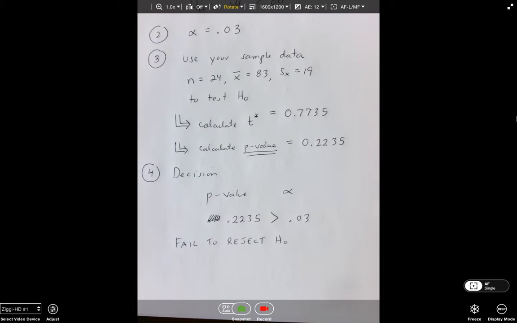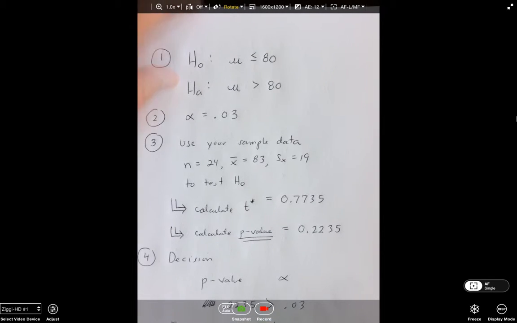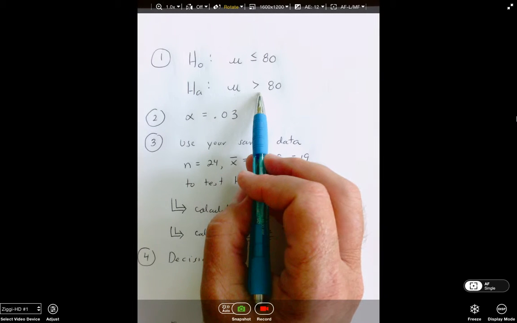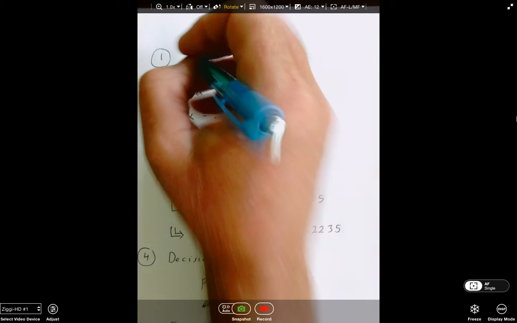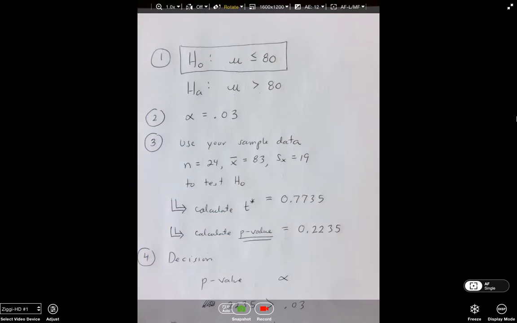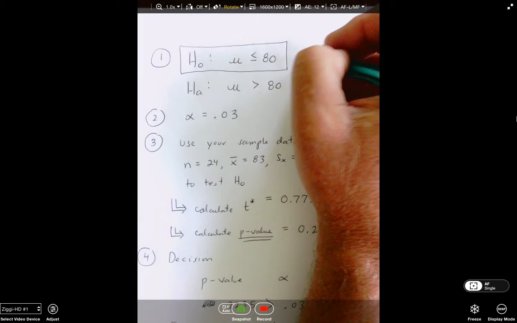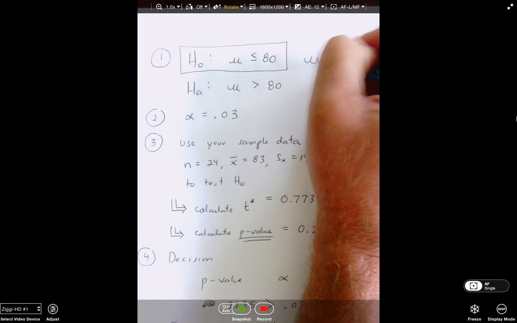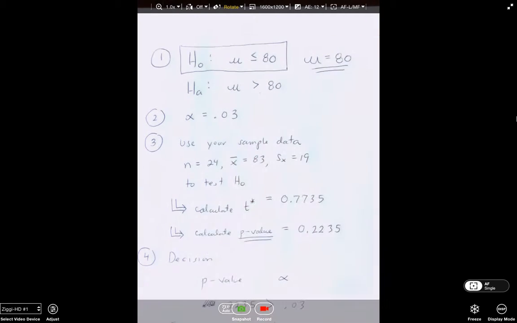There is no reason to believe that the mean is higher. Fail to reject means we accept, so to speak, the statement in the null hypothesis. So what I say here is there's no reason to reject that the mean is also 80 on the final exam score for students who are taking the exam online.